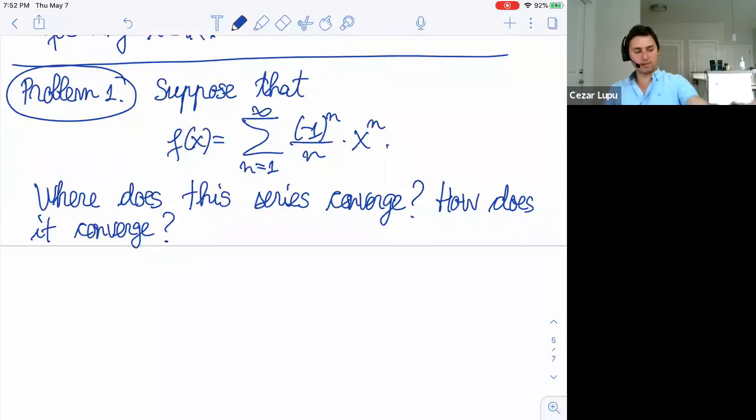I think this problem is a very good prototype where we discuss everything. All we have learned is put together into one problem.